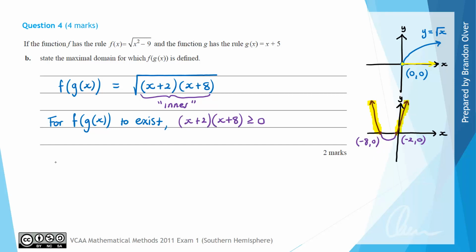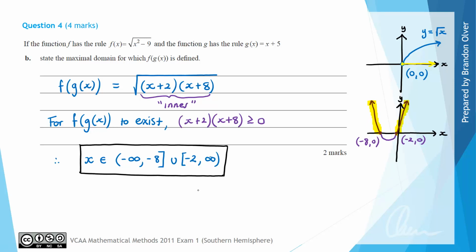So therefore, the maximal domain is going to be x is an element of, and what we just discussed before is if we put negative infinity until negative 8, and we can include that because 0 is allowed under a square root sign, and we union that with negative 2, included to infinity, not included, that is the domain of the composite function f of g of x. So that is the answer to part B of this question.